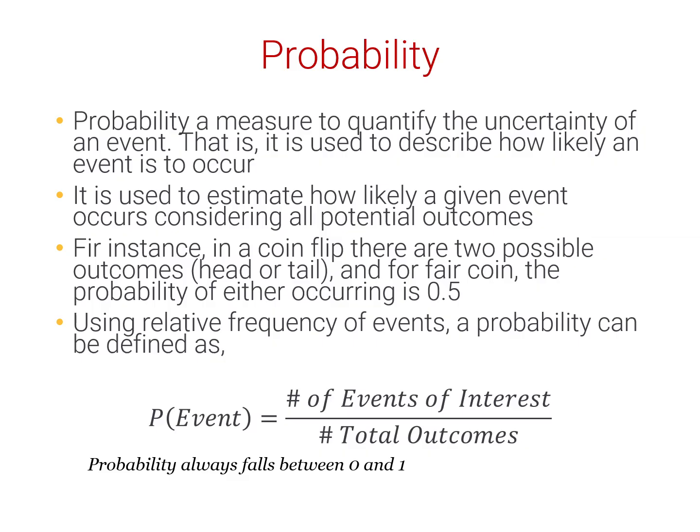Now, let's extend this idea to a slightly more complex situation. Imagine we have a deck of playing cards and we want to calculate the probability of drawing a specific card, say the ace of spades. In a standard deck, there are 52 cards in total, and only one of them is the ace of spades. Therefore, the probability of drawing the ace of spades is 1/52, or approximately 0.019. These examples demonstrate how probability allows us to quantify the uncertainty associated with events, whether it's a simple coin flip or drawing a specific card from a deck.